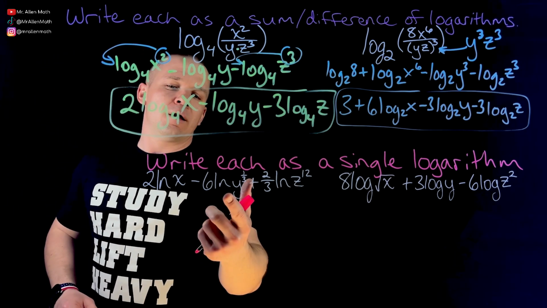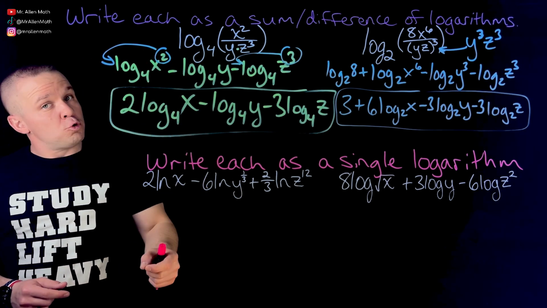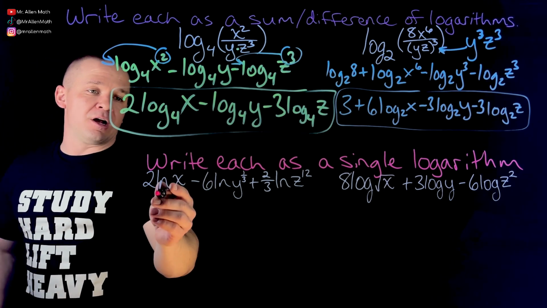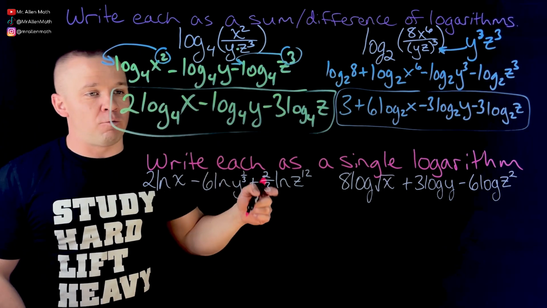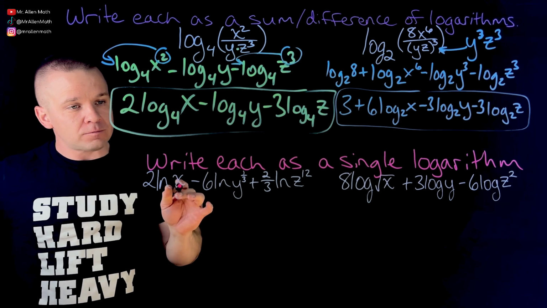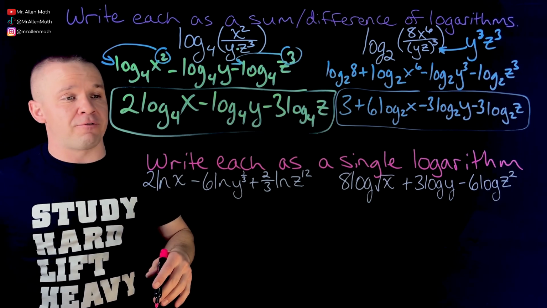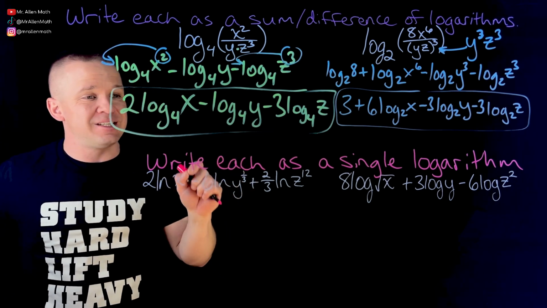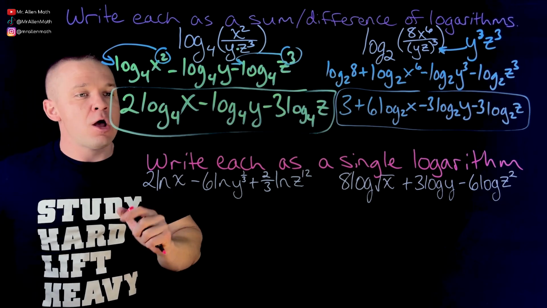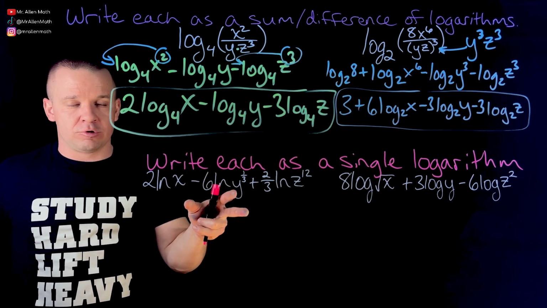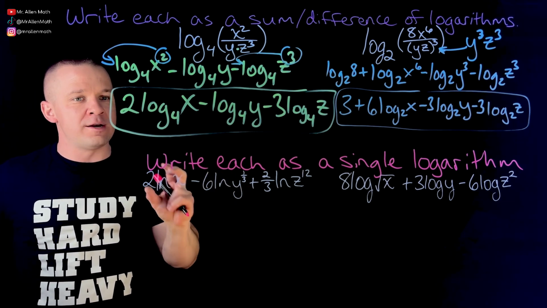All right. 2 natural log, log base e, of x minus 6 natural log of y to the 1/3 plus 2/3 natural log of z to the 12th. So what do we do? Well, everything is natural log, so everything can go into one natural log.